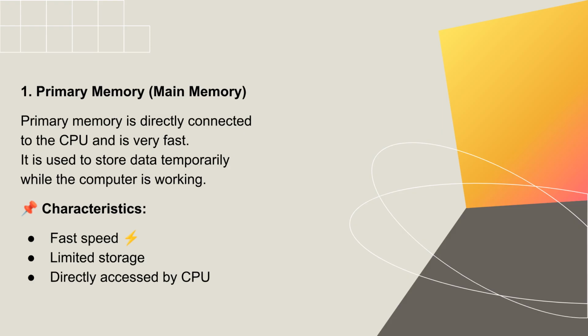Primary memory is directly connected to the CPU and is known for its speed. It stores data temporarily while the computer is operating. Key characteristics include fast speed, limited storage, and direct CPU access.